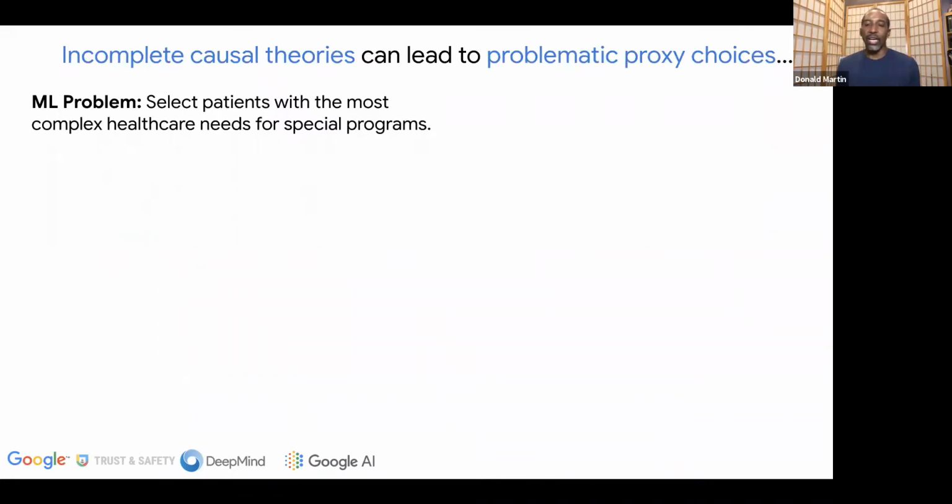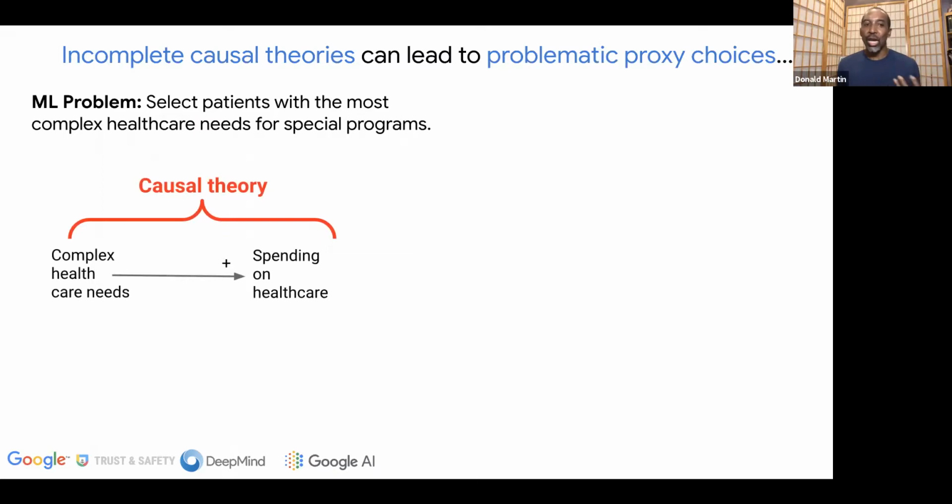So let's take a look at what role these causal theories played in the particular case that we identified where we had this racially biased algorithm. Just to recap, the problem was to select patients with the most complex healthcare needs for special programs. And the designers and engineers made the causal assumption that patients with the most complex healthcare needs would spend more money on healthcare. This is the causal theory that they utilized. And this led to spending on healthcare being chosen as the target variable for the algorithm. Now we know that this algorithm failed. But why was it problematic?